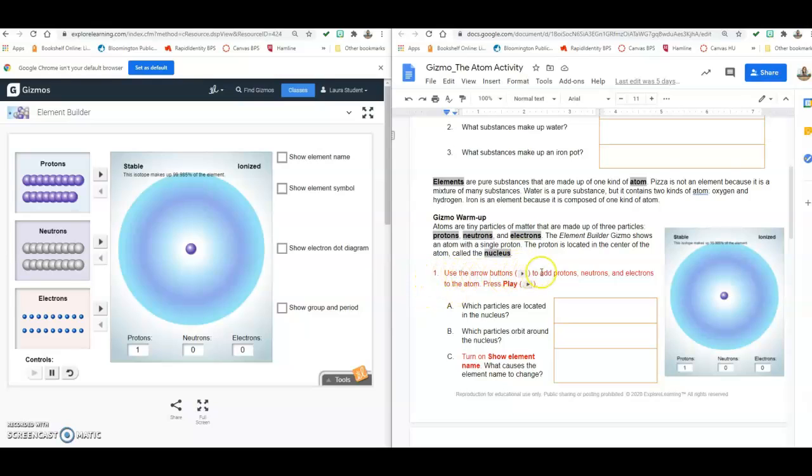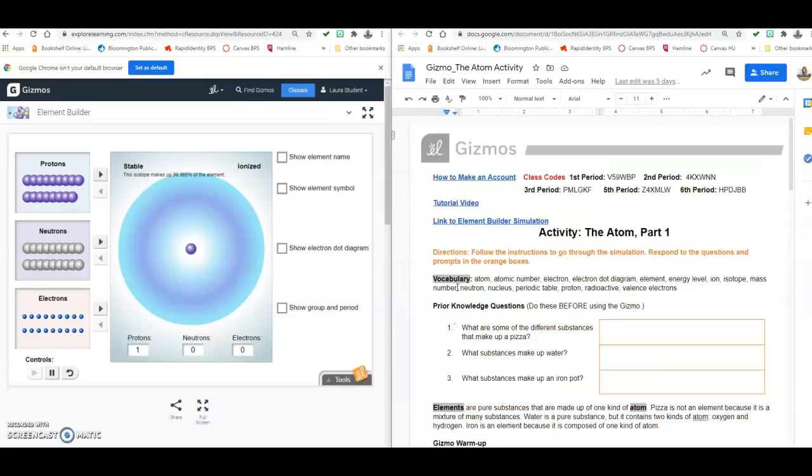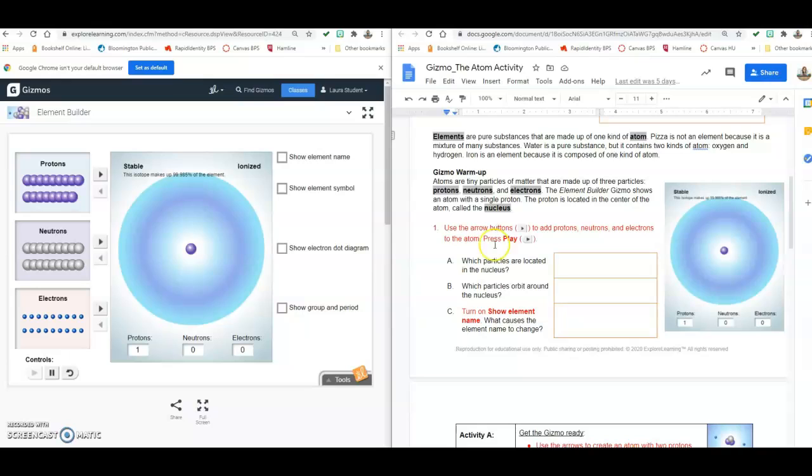Anytime you see something in red on the worksheet, that's something that you need to do on the Gizmo simulation itself. So you can watch and follow along as I manipulate the Gizmo and follow these instructions, or you can open the Gizmo up yourself using the link up here and try it out yourself. So number one says use the arrow buttons to add protons, neutrons, and electrons to the atom.